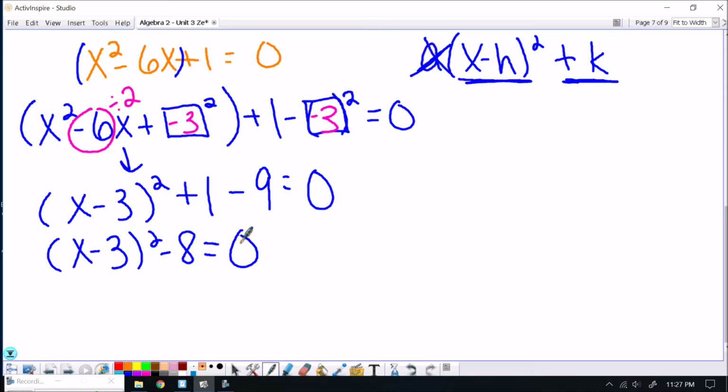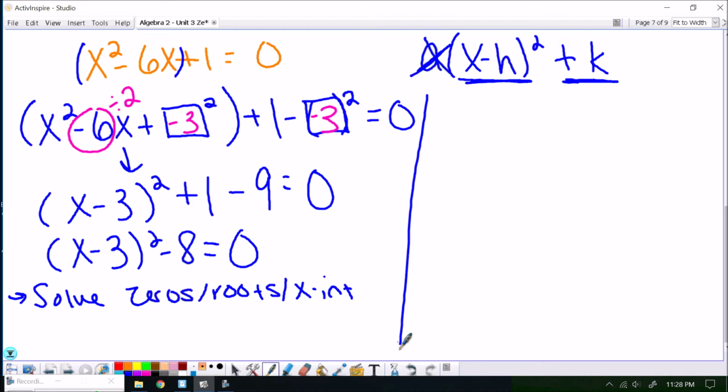We're used to doing this, and this is in graphing form now, and we would take this and find the vertex and graph. However, our goal is not to graph it. Our goal is to find and solve to find the zeros, also called the roots, also called the x-intercepts. So we're really just solving for x here. This is where our algebra is going to come into play.